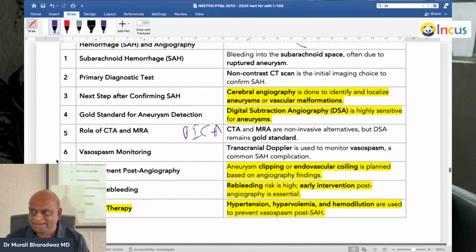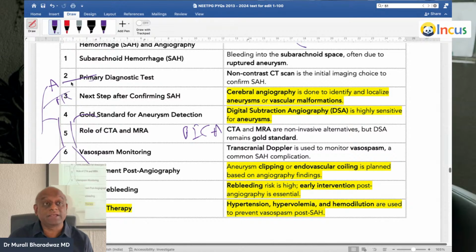In the circle of Willis, two vertebrals combine to form the basilar artery, which will become the PCA. The PCA will connect with the internal carotid artery, and the internal carotid artery also gives rise to the MCA and ACA, and the two ACAs are connected by the anterior communicating artery, which is what we need to remember.